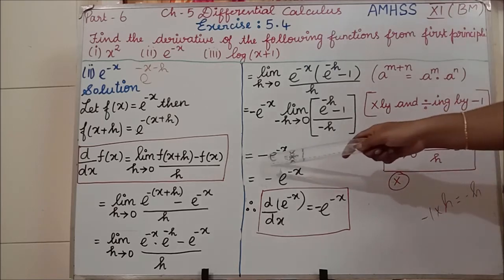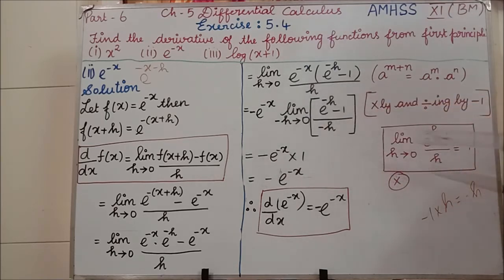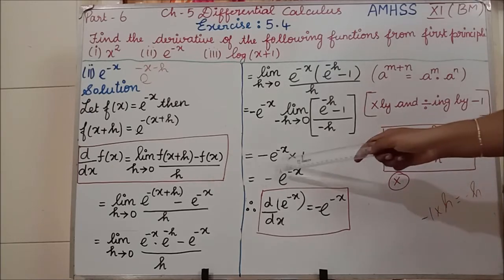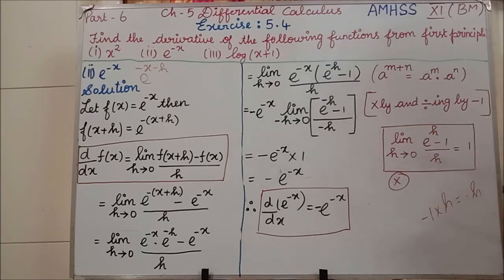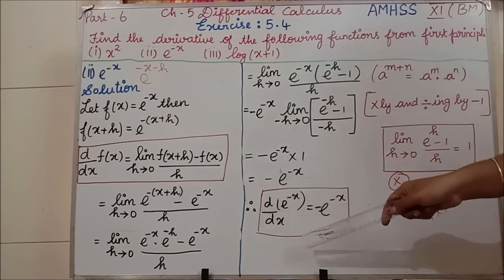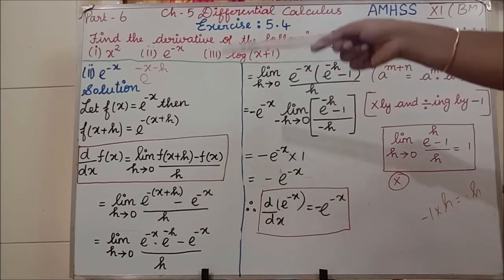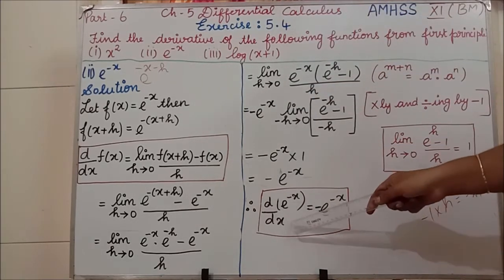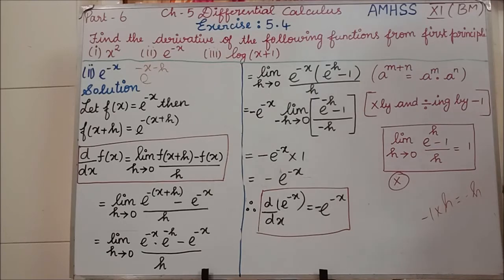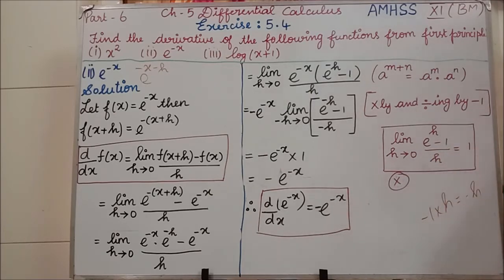Clear? So minus e power minus x into 1, because this full value is 1. If you multiply with 1, we will get minus e power minus x. So d by dx of what? f of x we have written, no? f of x is e power minus x. So d by dx of e power minus x value is minus e power minus x. Clear all of you? Clear?